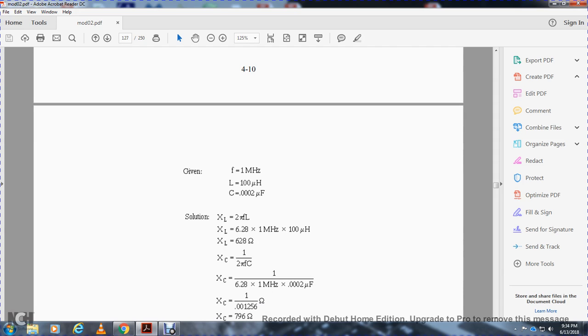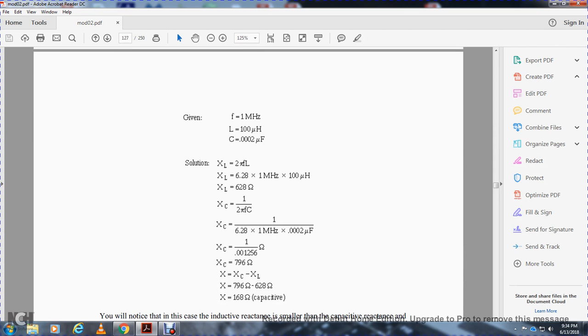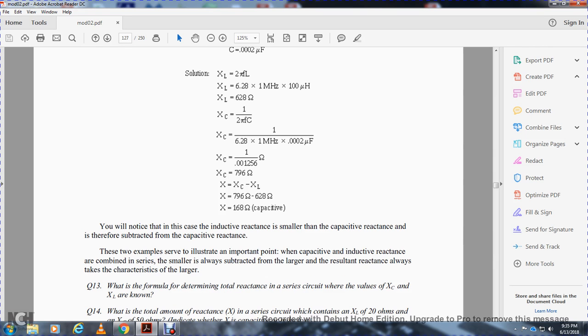6.28 times 1 megahertz times 100 microhenries gives you 628 ohms for your inductive reactance. And then you have your capacitive reactance, 1 over 2 times pi times the frequency times the capacitance in farads: 6.28, 1 megahertz, and 10,000ths of a microfarad, or 796 ohms. 796 ohms minus 628 equals 168 ohms capacitive.